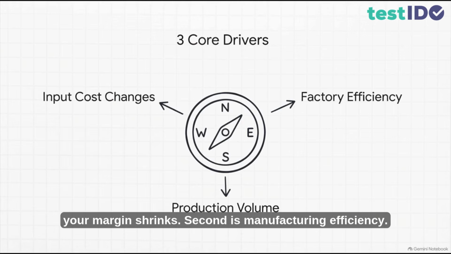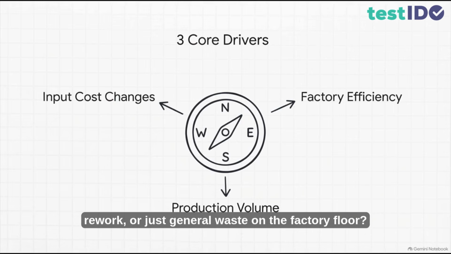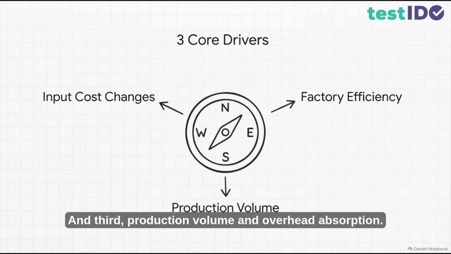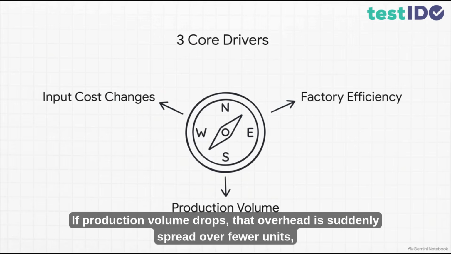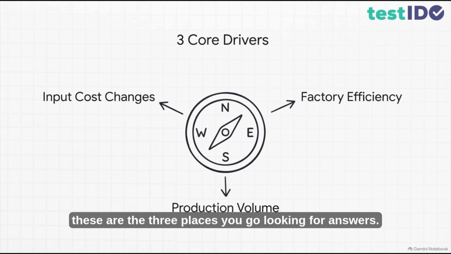Second is manufacturing efficiency. Was there a bunch of scrap, rework, or just general waste on the factory floor? That kind of operational mess inflates costs without adding a single cent to revenue. And third, production volume and overhead absorption. In manufacturing, fixed overhead gets baked into product costs. If production volume drops, that overhead is suddenly spread over fewer units, which drives up the unit cost of sales. So if gross margins are bouncing around, these are the 3 places you go looking for answers.